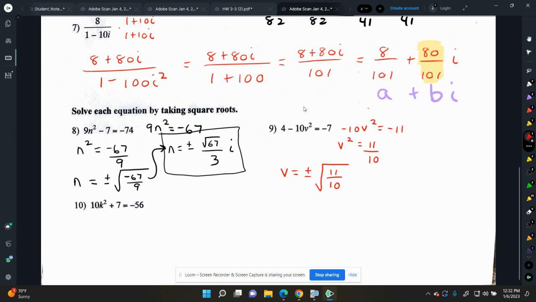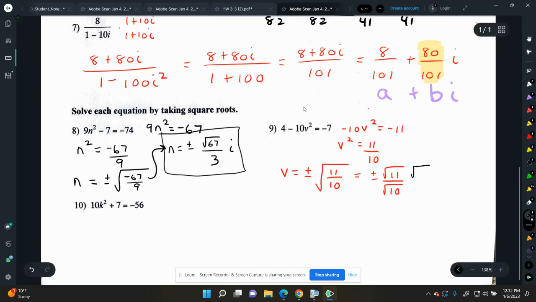We're going to have a square root in the denominator. So this is plus or minus the square root of 11 over the square root of 10. I can't leave that square root in the denominator, right? So we're going to multiply the top and the bottom by the square root of 10. I call that move and remove, right? We move the square root up and we remove the square root from the bottom.